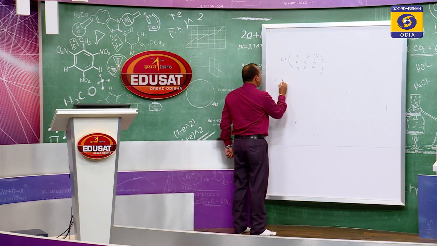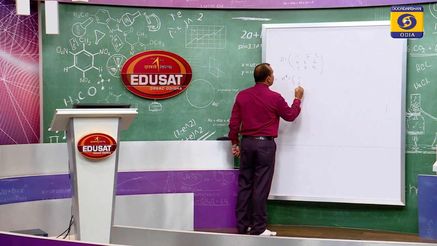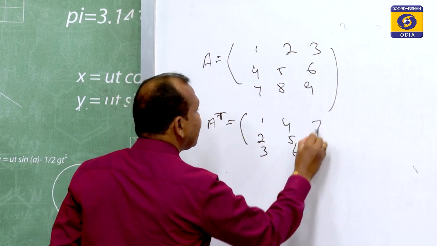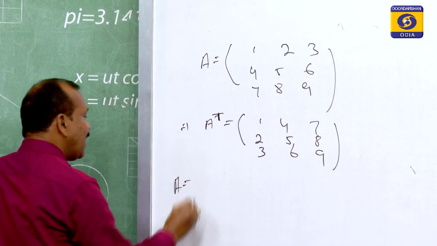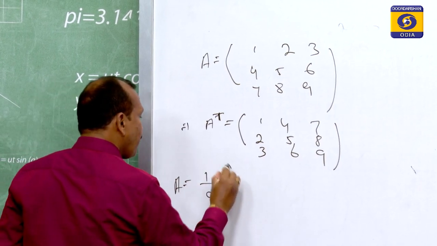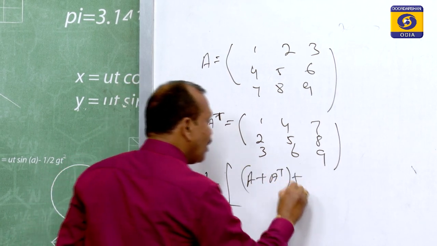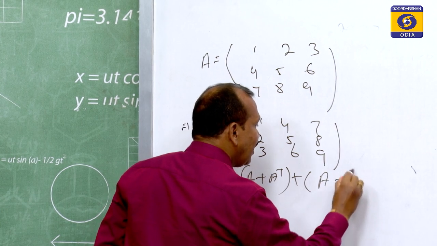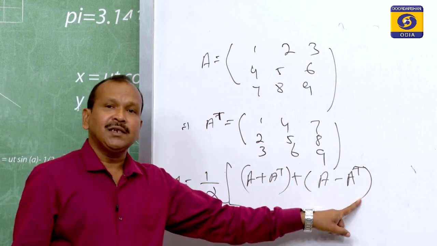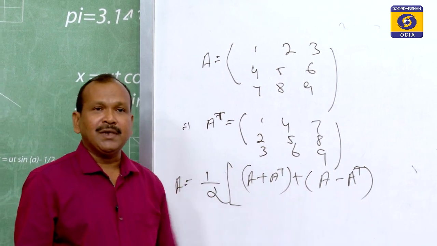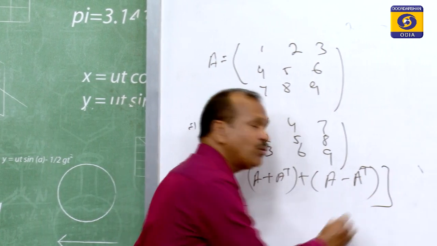So A transpose, the transpose of the matrix A, becomes 1, 4, 7, 2, 5, 8, 3, 6, 9. So the matrix A can be written as half times of A plus A transpose plus A minus A transpose. This is a symmetric matrix and this is a skew symmetric matrix. So every matrix is expressed as the sum of a symmetric and a skew symmetric matrix.